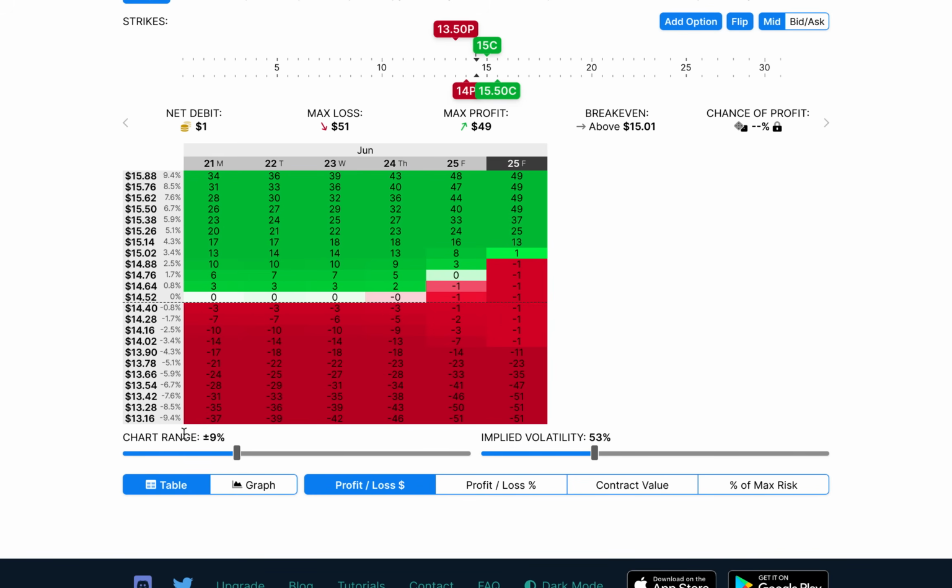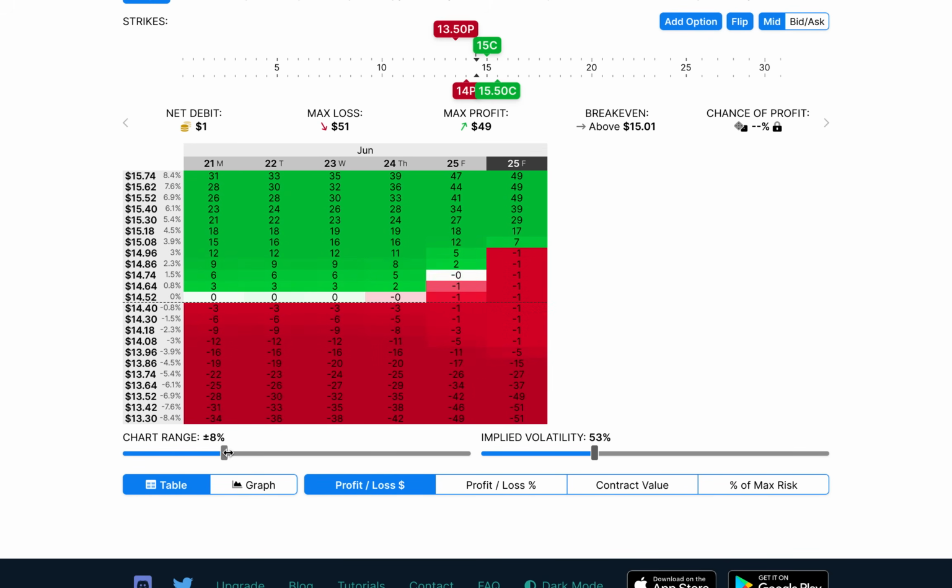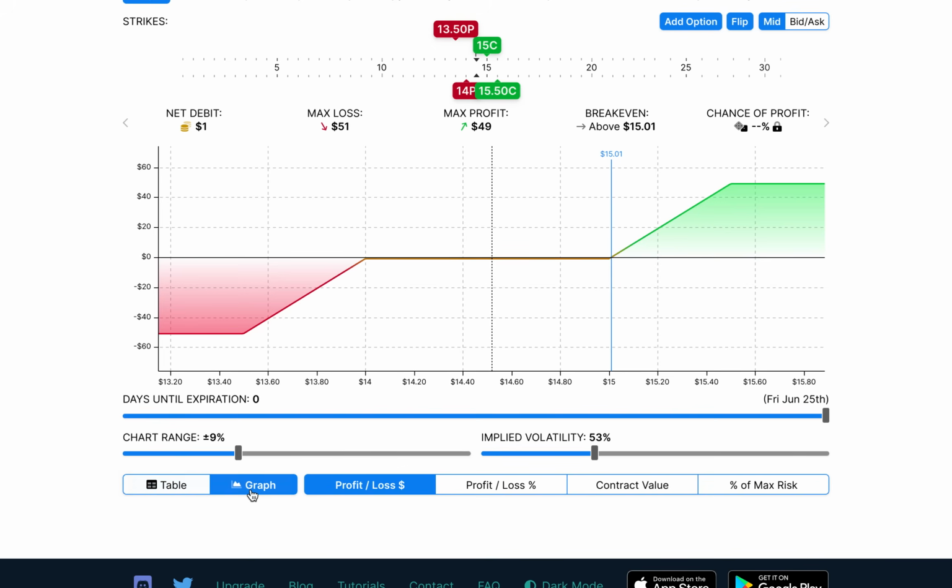But again, you can move around the chart range. If I go up, it'll show me more values in the chart range. If I go down, it'll show me less values. It really depends on how you like it, but I'll leave it here at plus minus 9%. I'll leave implied volatility alone. Again, remember, you can switch this over to be a graph if you'd like.